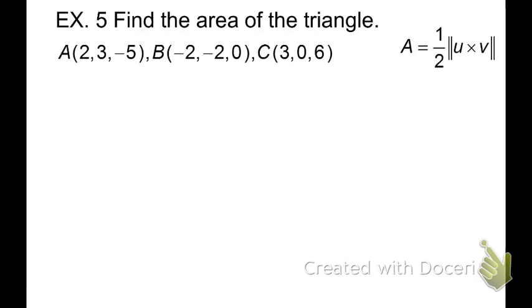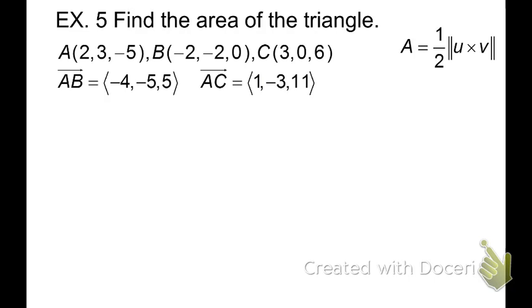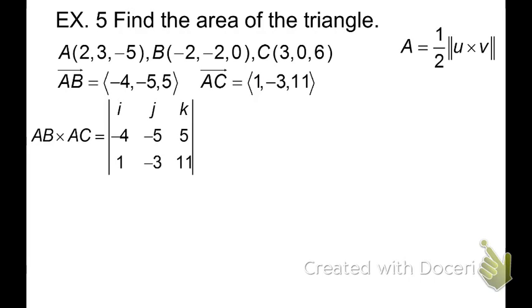So if I find the vector AB, it is negative 4, negative 5, 5. And the vector AC is 1, negative 3, 11. So then I'm going to find the cross product of these 2 vectors. So IJK, negative 4, negative 5, 5, 1, negative 3, 11.